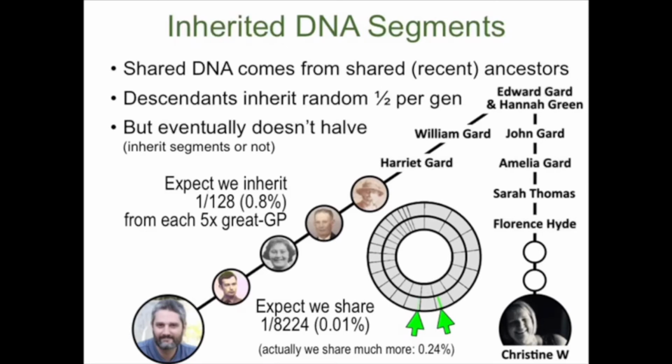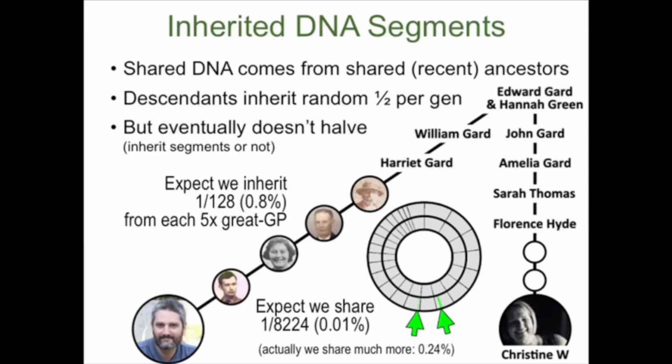So that can lead to some weird outcomes in terms of how you're related to someone. Here's someone that's also descended. Just a couple of months ago, I connected up with this person, Christine W., who's a sixth cousin of mine because she's descended from the same 5 times great-grandparents. So it's expected that from the half down there and the half that she inherited, we would only share 1 in 8,000 of our DNA, or 0.01%. Well, we share a lot more than that. We share 2 segments, which adds up to 0.24%, which is about 20 times what we'd expect.